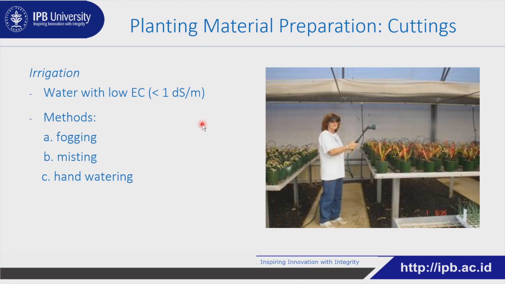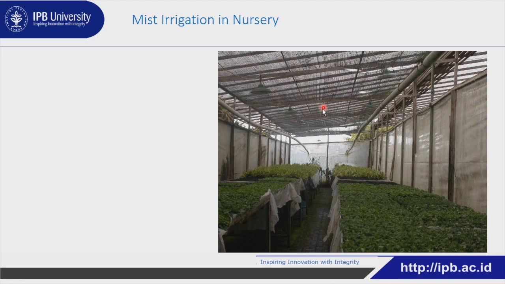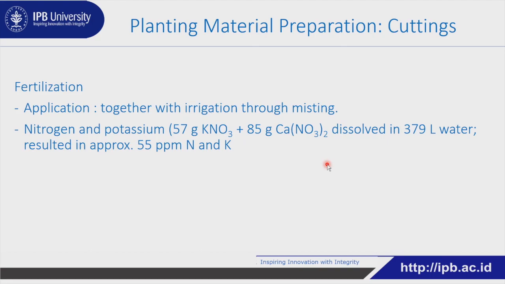And this is for the irrigation. We can also use hand watering, misting, and fogging. The mist irrigation now is also relatively cheap. Yeah, some small scale farmers, they can also approach this system. And next is the fertilizer. Of course, it will be needed, yeah. And if we do misting, sometimes we can apply this together. And it actually depends, yeah, but sometimes you can also use this concentration and doses.